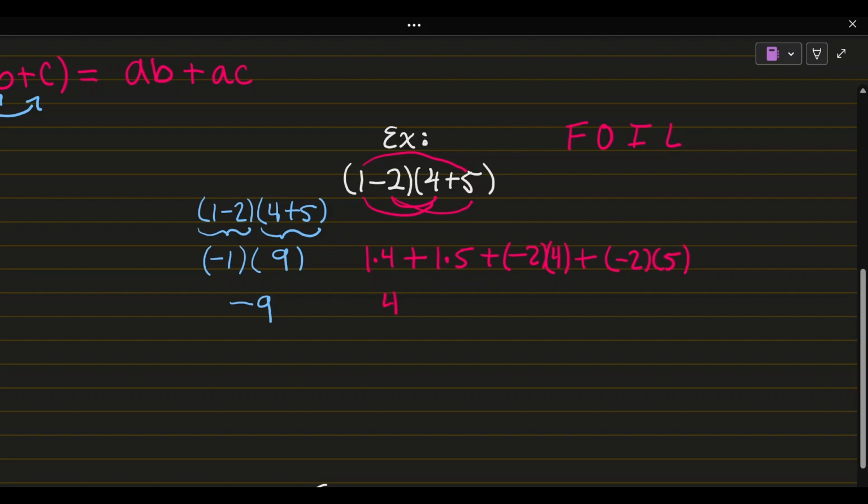So that gives me 4 plus 5 minus 8 minus 10. So this is going to be 9 minus 18, which is going to be negative 9. And so notice either way I did this, I got the same answer. So this tells us that FOIL is a valid method for computing something like this.